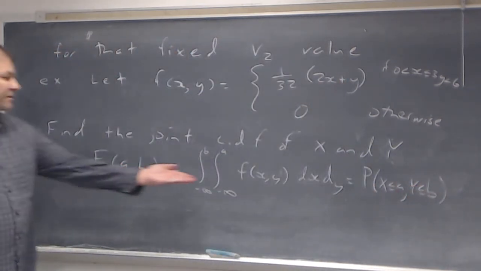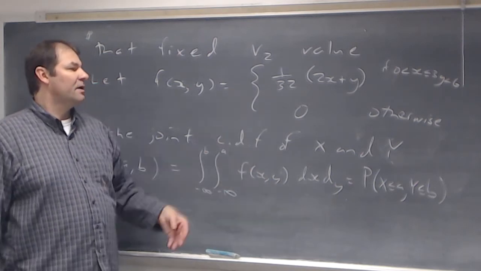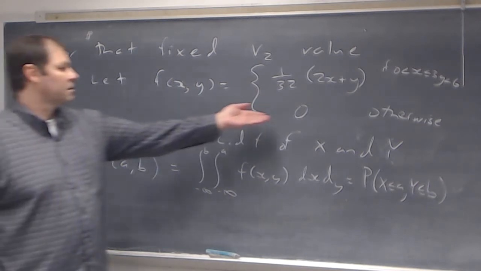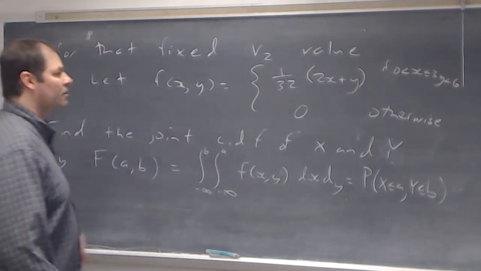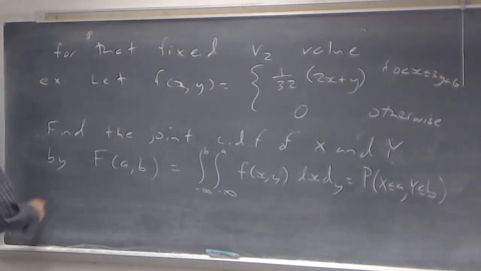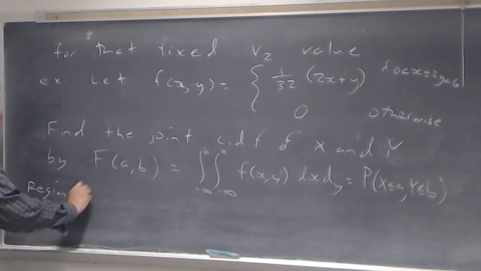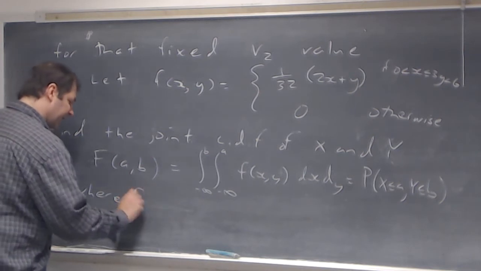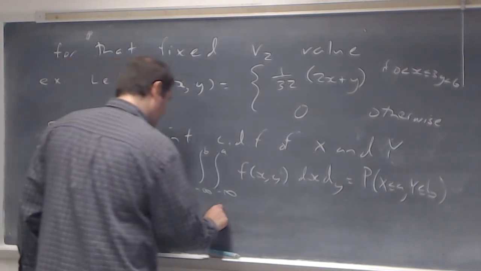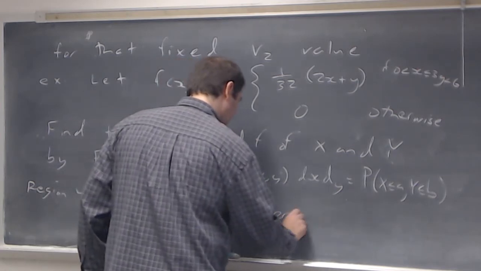And so we're integrating this joint PDF. And what we see is the joint PDF is often 0. Where isn't it 0? It's not 0 over this region of the xy plane. So let's talk about the region where the joint PDF, f of x comma y, is non-zero.